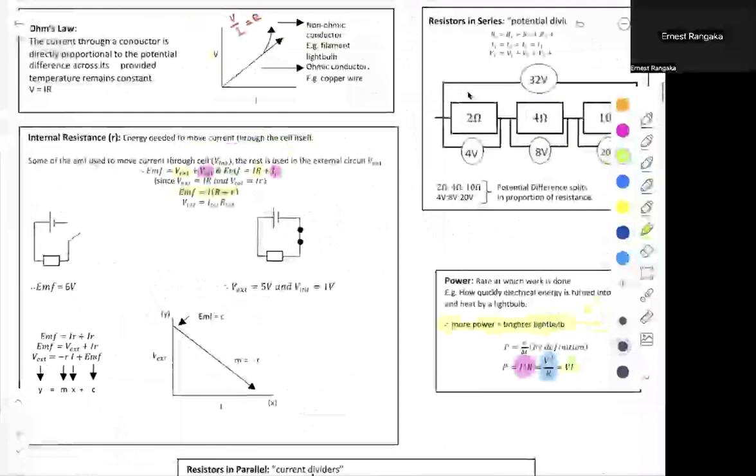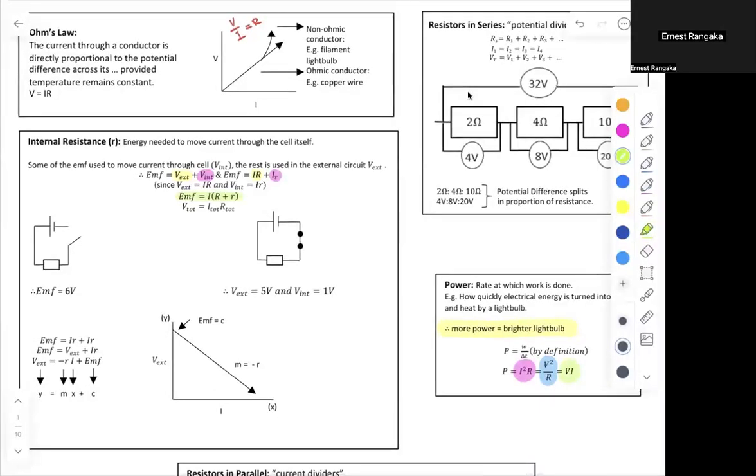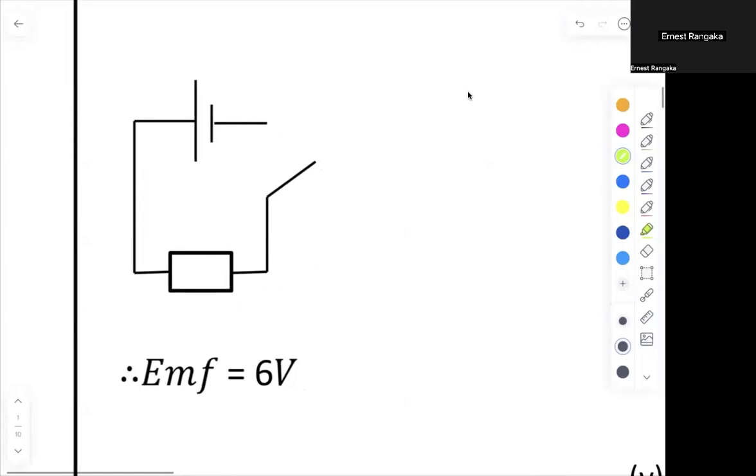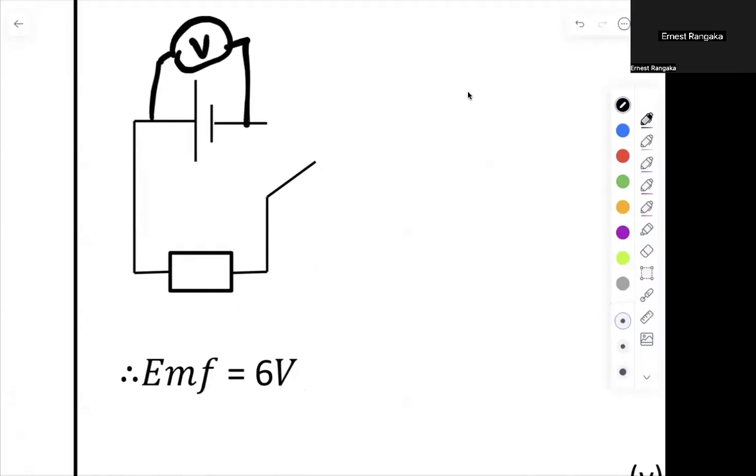A very important thing that we need to note also with internal resistance: whenever your switch somewhere in your circuit is open, and I've got a voltmeter over my battery, with my switch open, my voltmeter is going to give me the reading of EMF. Very, very important, right? With my switch open, I'm going to get the reading of EMF.